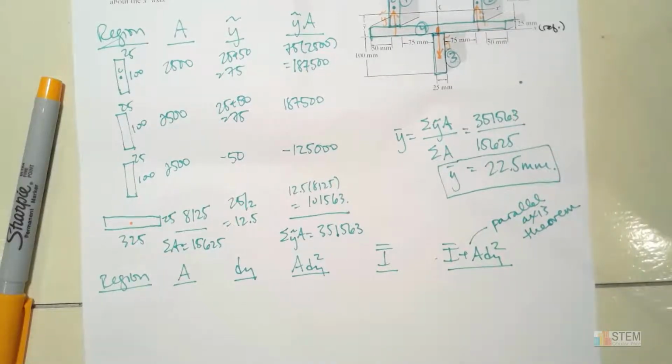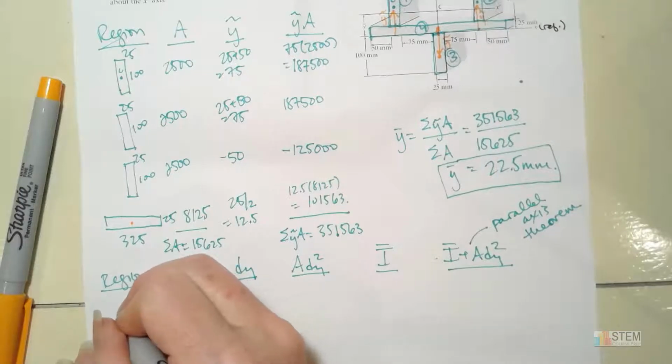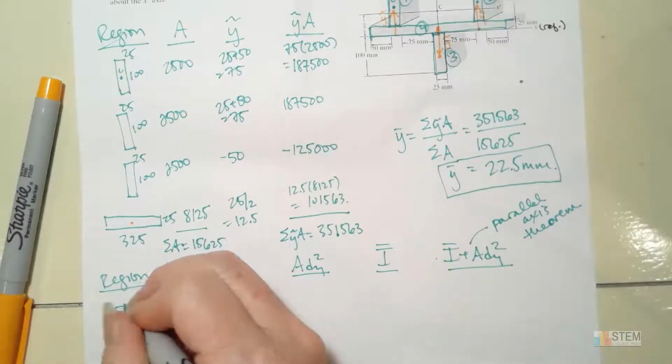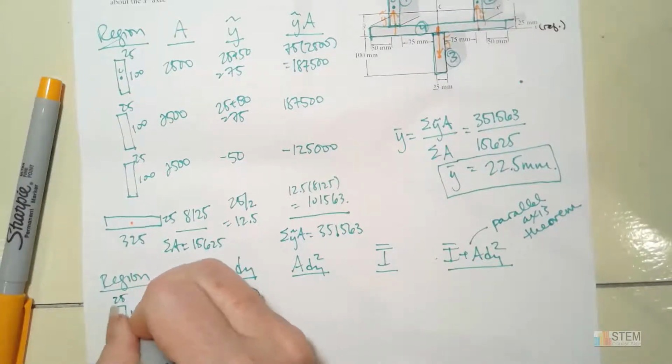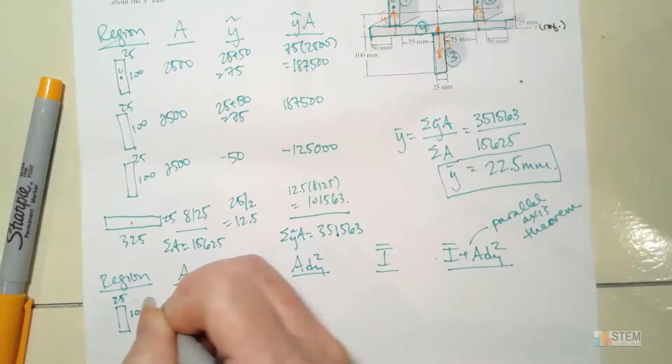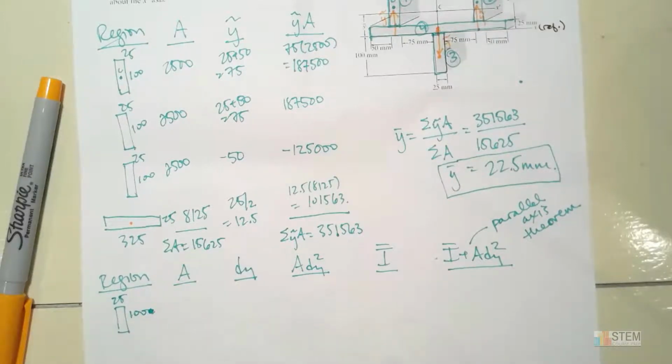Okay, so let's go through each region. So we're going to use the same regions we had before, so 1 through 4. And you can write all these down again, or you could just put 1, 2, 3, 4, same thing.